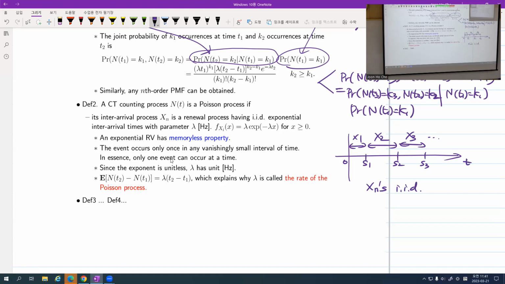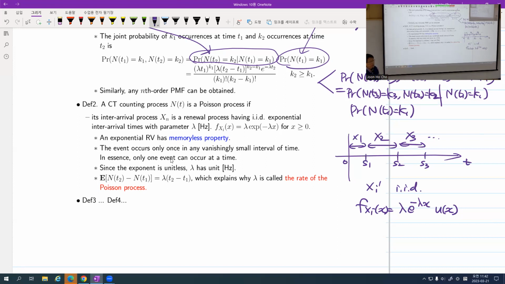Let me use xi. And the density function of xi is very simple: lambda times e to the negative lambda x for all non-negative x, okay? So it's a non-negative random variable and has an exponential distribution, got it? And the question is, can you find every nth order probability mass function, and check whether they are the same as what we have derived already? Okay, these two definitions are equivalent.